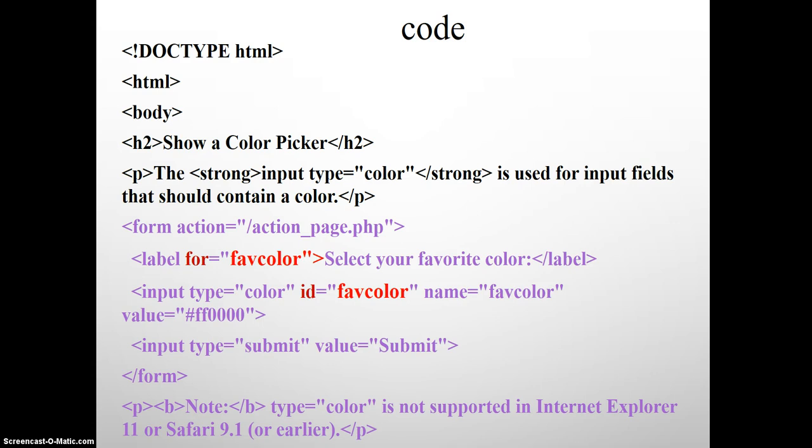Label for is equal to favcolor. Select your favorite color. Label close. Input type is equal to color. ID is equal to favcolor. Name is equal to favcolor. Value is equal to hexa color.